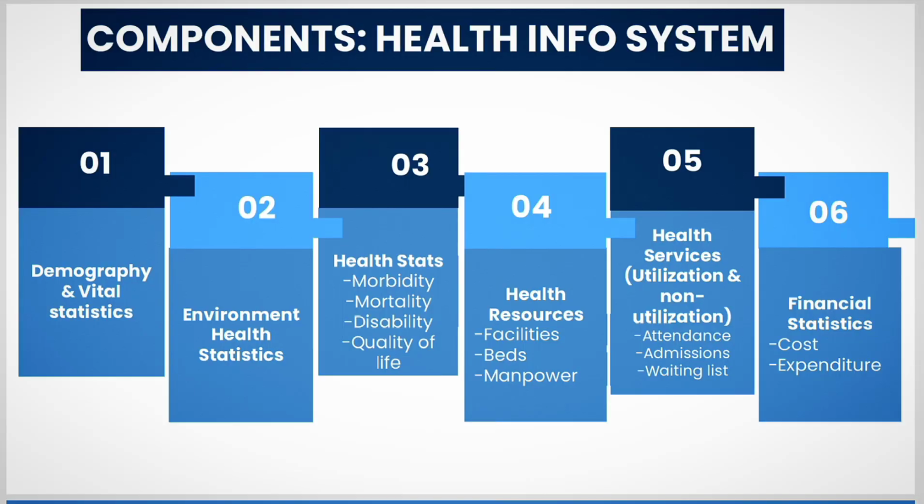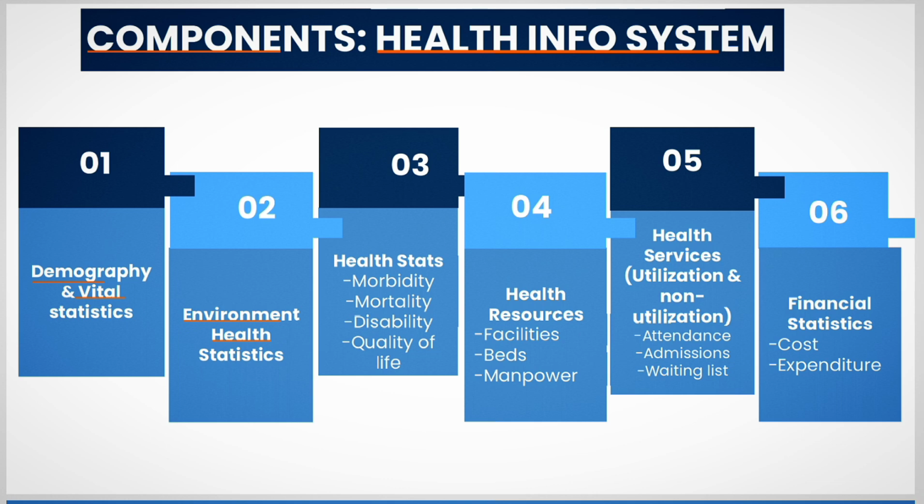Now let's discuss the components of health information system. So the first component is demography and vital statistics. This includes birth, death, marriage, migration. The second component is the environmental health status. As we know, a few environmental factors are associated with the causation of a few diseases. So in this we need to robustly monitor such environmental factors.